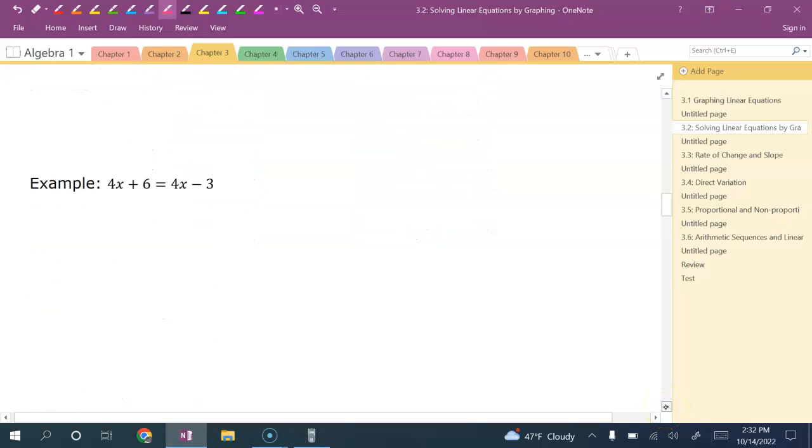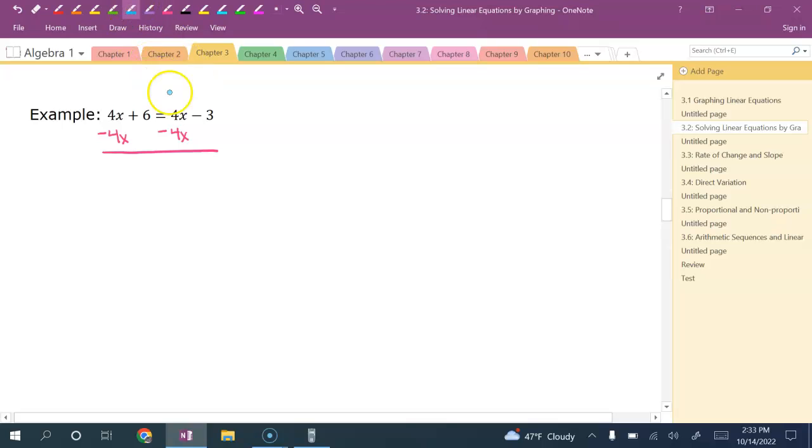Now let's take a look at this example together. When you see one like this where it's got the variables on both sides, what I would have maybe started to do first is subtract 4x from both sides of the equation here. And when you do that, they're both going to cancel off. And so you're going to be left with 6 equals -3. That's not true. 6 and -3 are not the same thing.